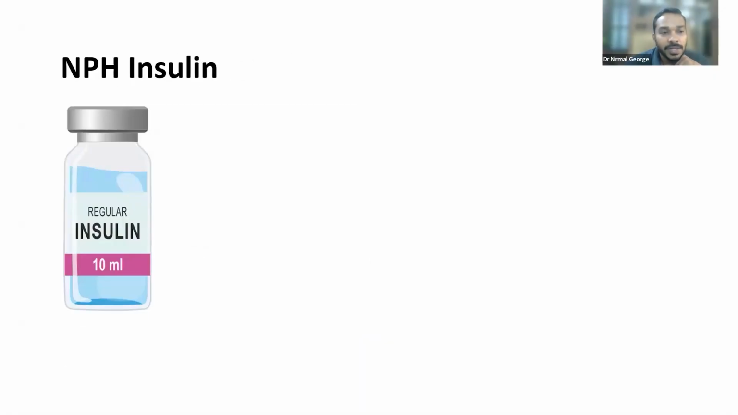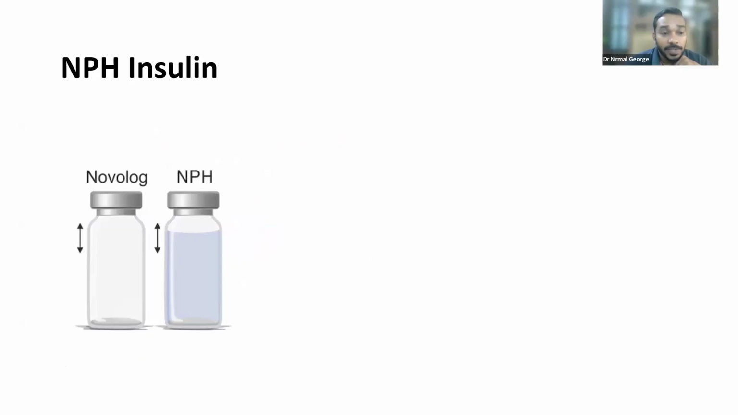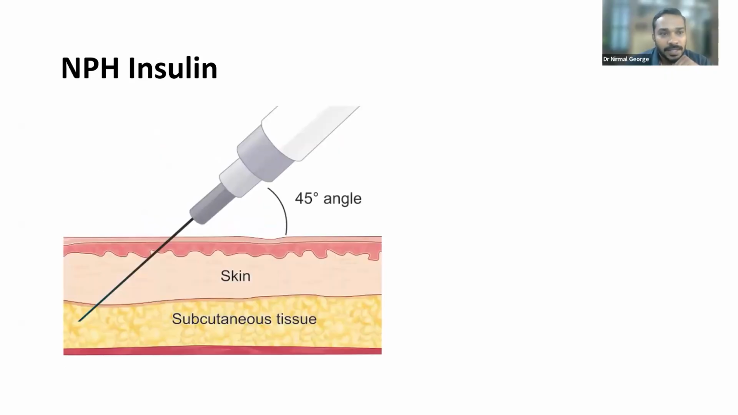NPH insulin is produced by adding zinc, phosphate buffer, and protamine to regular insulin. Addition of these agents makes the NPH insulin solution cloudy, compared to other insulin solutions which are clear. So when you inject NPH insulin, the insulin molecules will form a complex with protamine in the subcutaneous tissue. This protamine has to be degraded by macrophages for the insulin to undergo absorption. So it will stay in the subcutaneous tissue for some time.